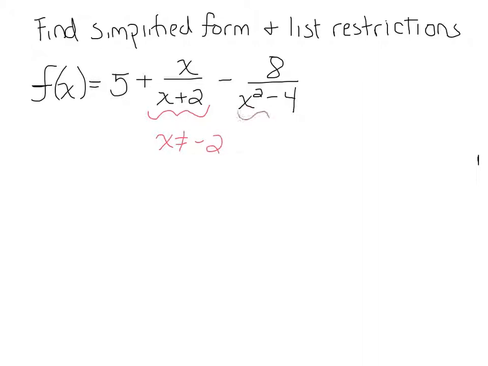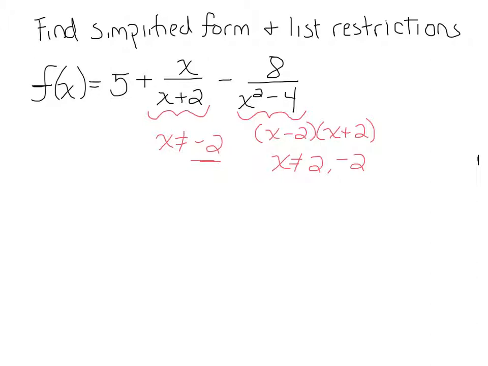From the second expression, we see that this can actually factor into x minus 2, x plus 2, so we would have restrictions of x cannot equal a positive 2 or a -2, which we've already stated in the first one. So we'll need to hold on to these until the very end.